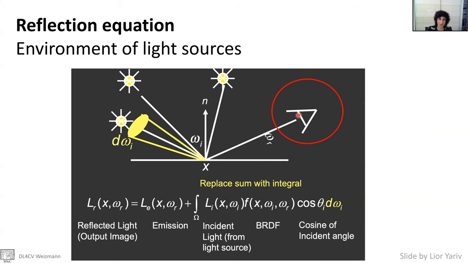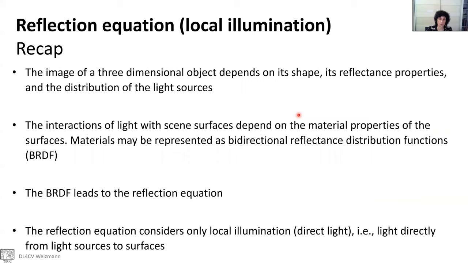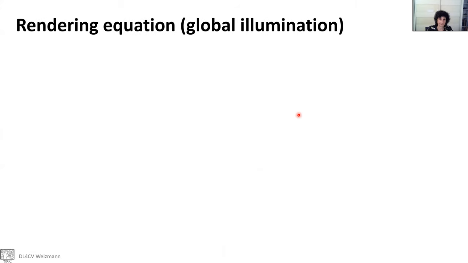Okay, now I'm going to recap and move on to what is called global illumination. So the image of three-dimensional objects depends on its shape, reflectance properties, which is the BRDF, and the distribution of the light sources. The interaction with the surface and the material properties are encoded by the BRDF, the bidirectional reflectance distribution function. And this leads to what we saw before, the reflection equation. I'm mentioning again that the reflection equation considers only local illumination, which is direct light, the light coming directly from the light sources to the surfaces, okay?